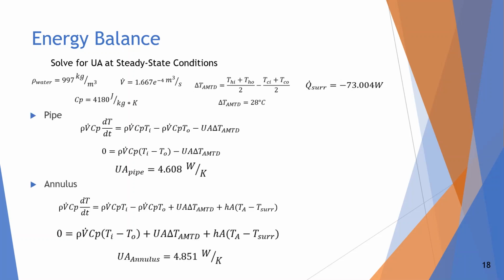Now that all variables are known, we can analyze the system at steady state conditions, meaning the left side of the equation is 0, to solve for our overall heat transfer coefficient, UA. On the pipe side, we got 4.608 watts per Kelvin, and on the annulus side, we got 4.851 watts per Kelvin. The difference is primarily due to the added effect of the atmosphere on the annulus side.